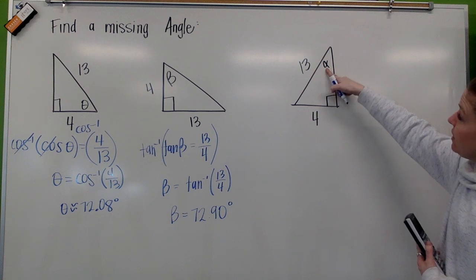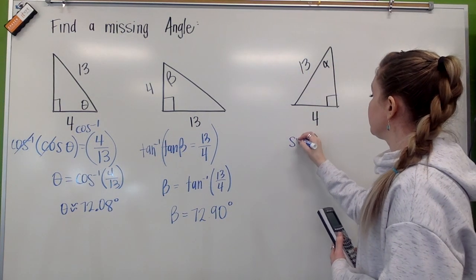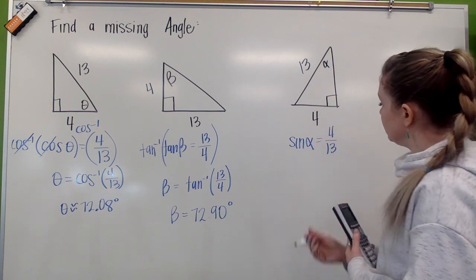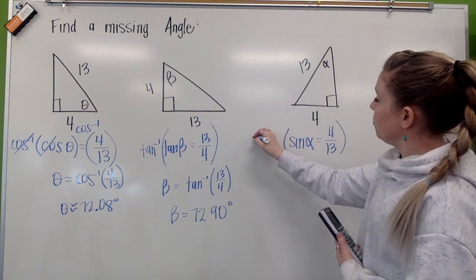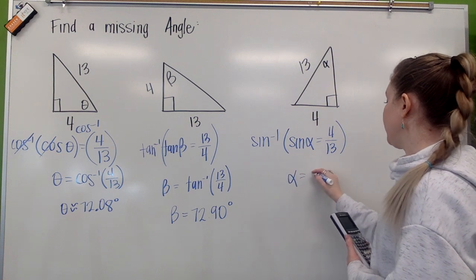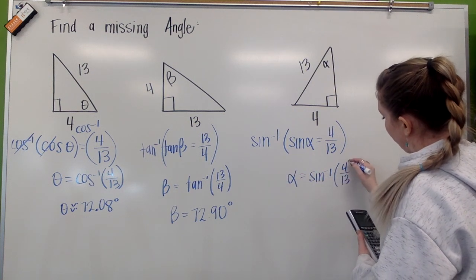All right, and our last one here. So we have alpha, opposite, and hypotenuse. So we're going to use the sine of alpha equals 4 over 13. So to undo our sine, we're going to take the sine inverse. So I'm going to get alpha equals the sine inverse of 4 over 13.